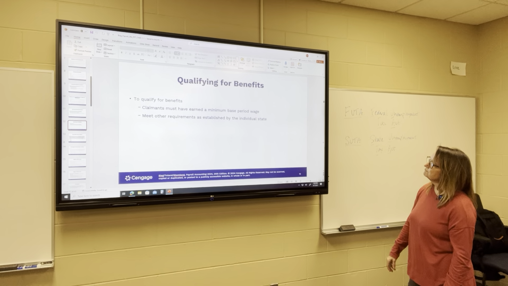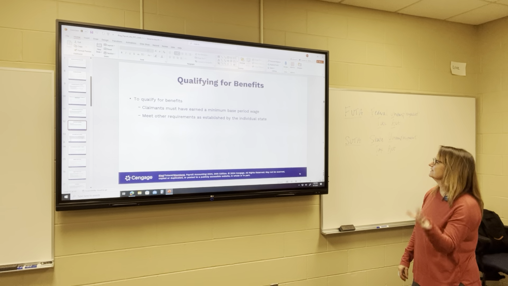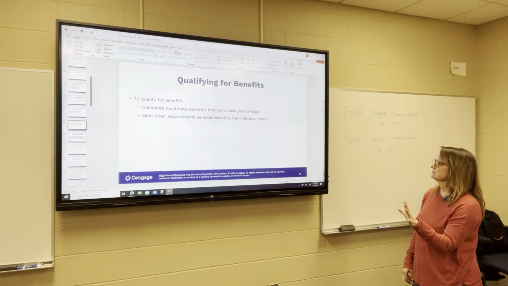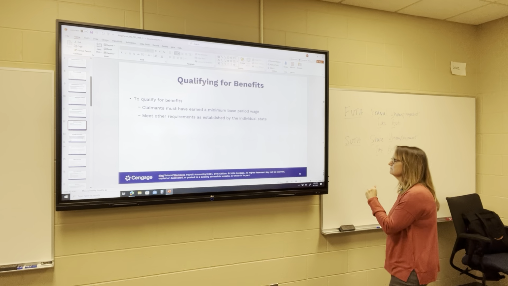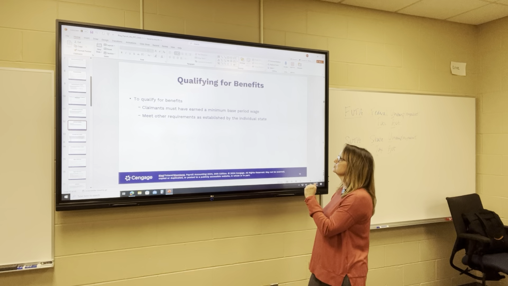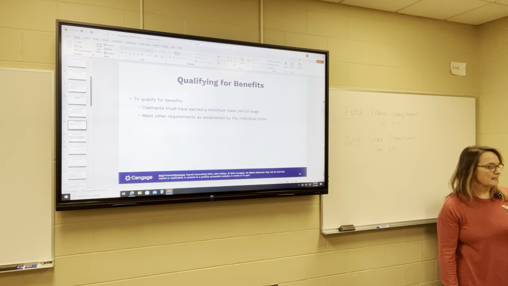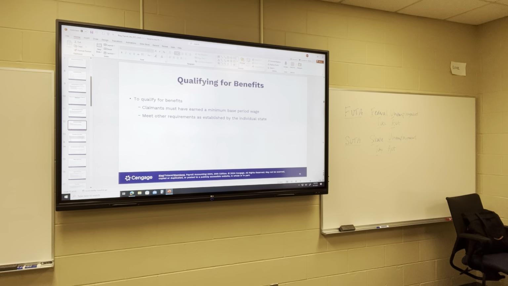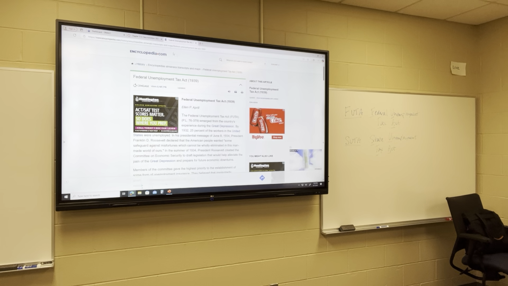So, qualifying for benefits. I don't know why they put this in here. Claimants must have earned a minimum base period wage. So this is going to vary per state what that is. I'm not quite sure why they put this in here because I don't like to get into benefits. It varies so much state by state. There are lots of requirements. In fact, let's pull up your textbook so we can look at some of the states. That might be the best thing to do.